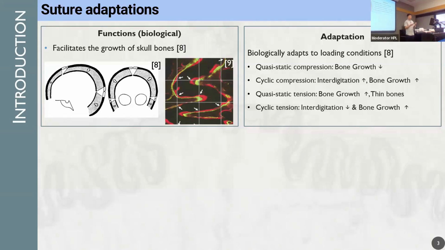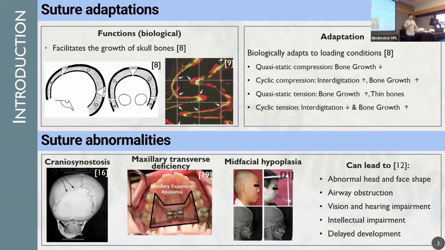So obviously now we understand, even though it's not visible from the outside, that this structure is very important. So what will happen if some abnormality occurs in the suture? It can cause various disorders, and if left untreated, it can lead to abnormal head and face shape, airway obstruction, vision and hearing impairment, intellectual impairment, and even delayed development.